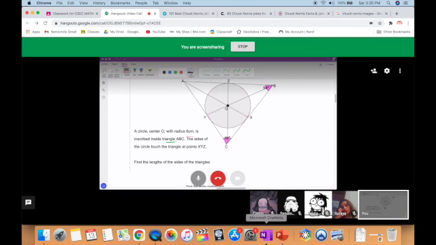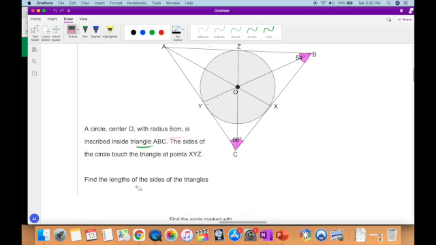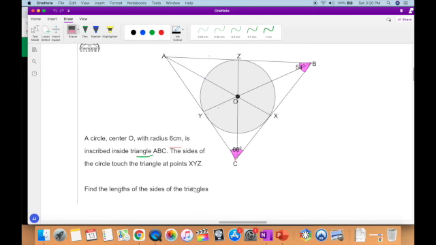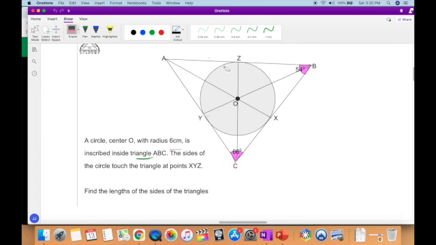So at the end of the day, they were saying, find the lengths of the sides of the triangles. I'm guessing they meant the lengths of the sides of all of the triangles. What they have here is all of the information that they gave us, apart from one thing: the radius is 6 centimeters. So all of these are 6 centimeters. And then we can see that they gave me some information here.